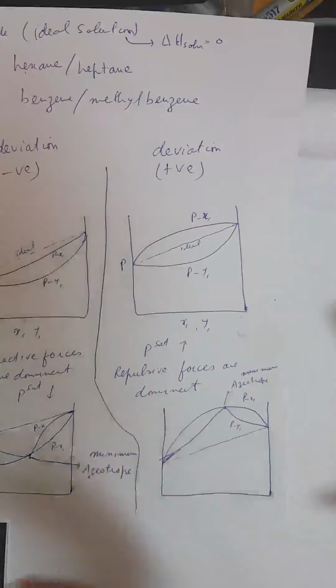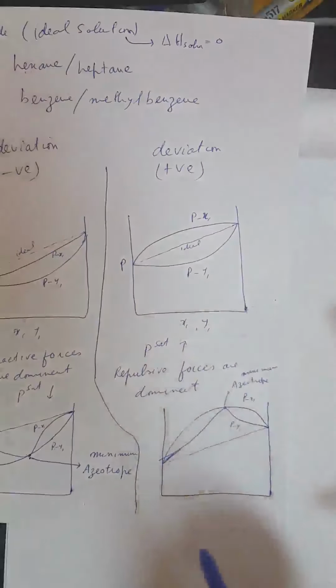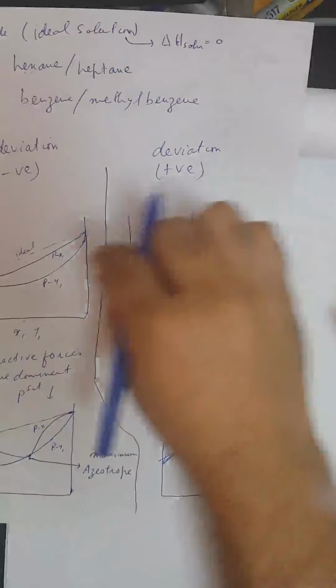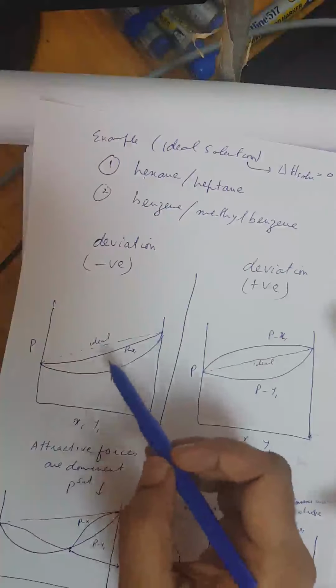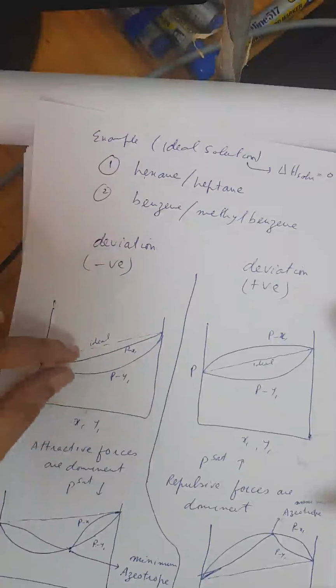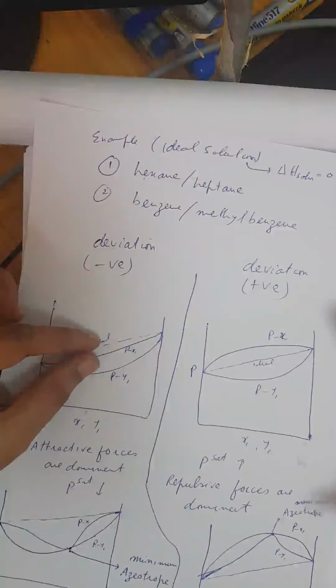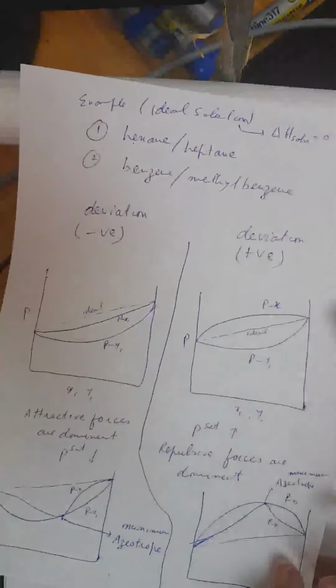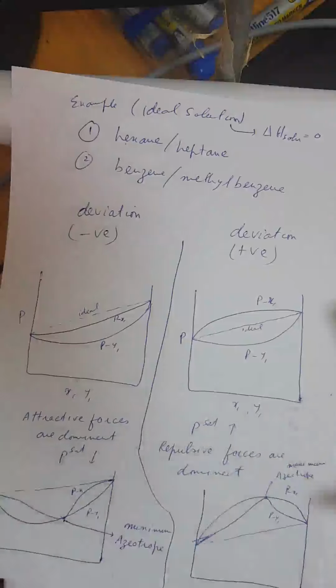You also have to see whether the deviation from the ideal line is small or big. If it is small, it's called small deviation. This looks like a small negative deviation. If you get a big difference, then you can say a large negative deviation, and so on.